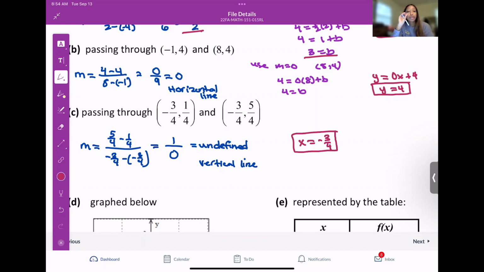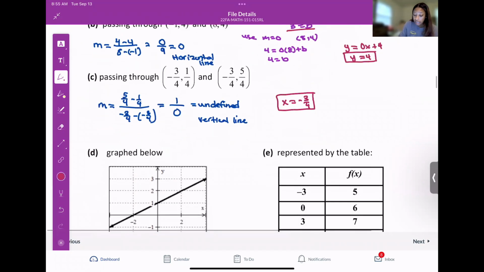If you're given 2 points with the same y value, that means y is not changing. So delta y is 0. The slope is 0, and we have a horizontal line. Y equals whatever that constant y value is. If you're given 2 points with the same x value, x isn't changing, the slope is undefined, and we have a vertical line. X equals whatever the constant x value is.